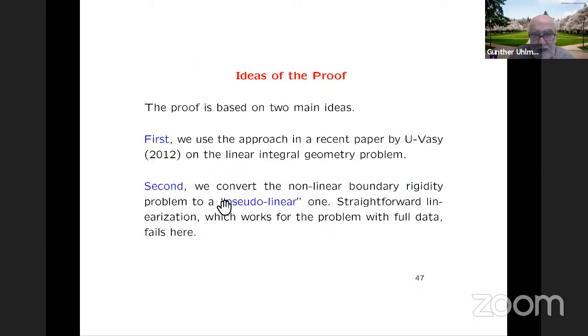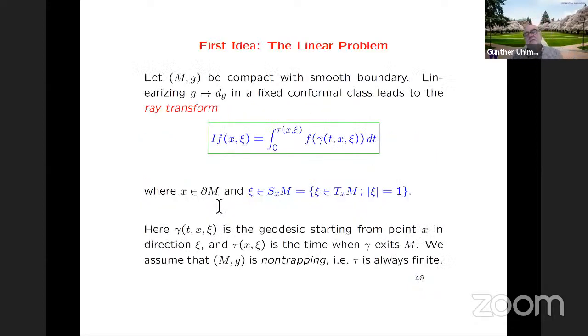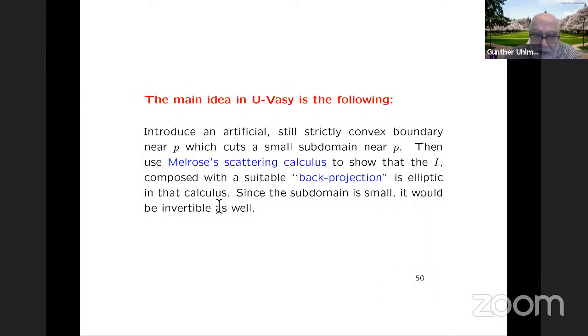It's elliptic in that calculus, and so we can invert it modulo an error which is smooth. And if the domain is small, that error will be small, and then using a Neumann series, we can invert. This is very quickly the idea of the proof.